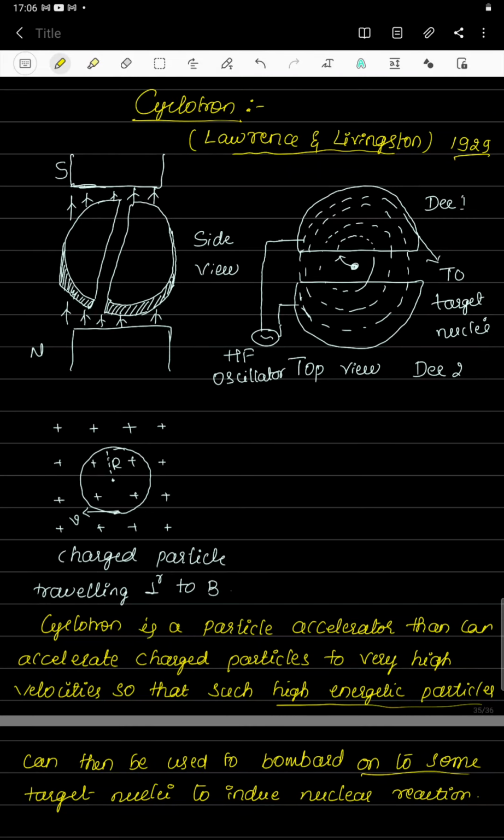Students, the next particle accelerator for your syllabus is the cyclotron. In the year 1929, Lawrence and Livingston developed this type of particle accelerator. So what does cyclotron mean?